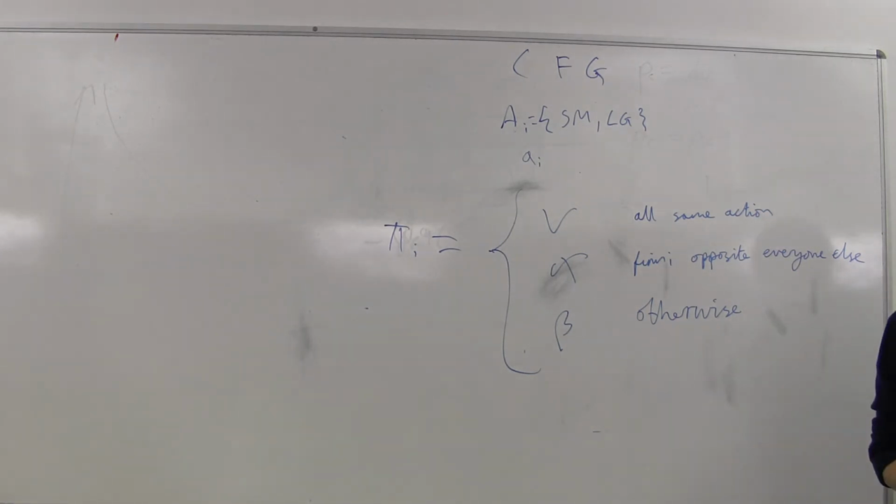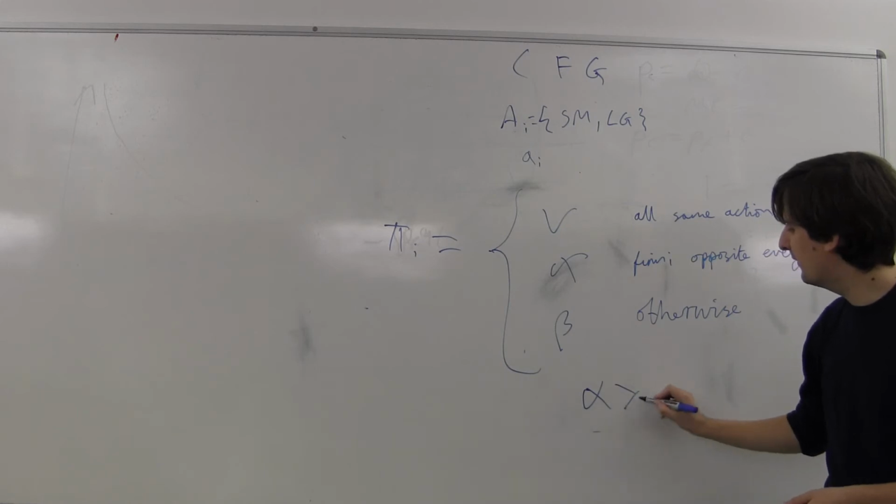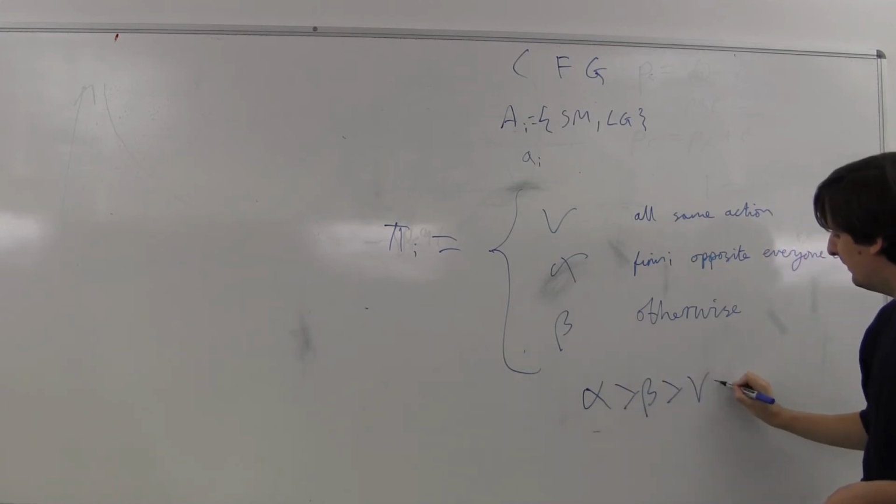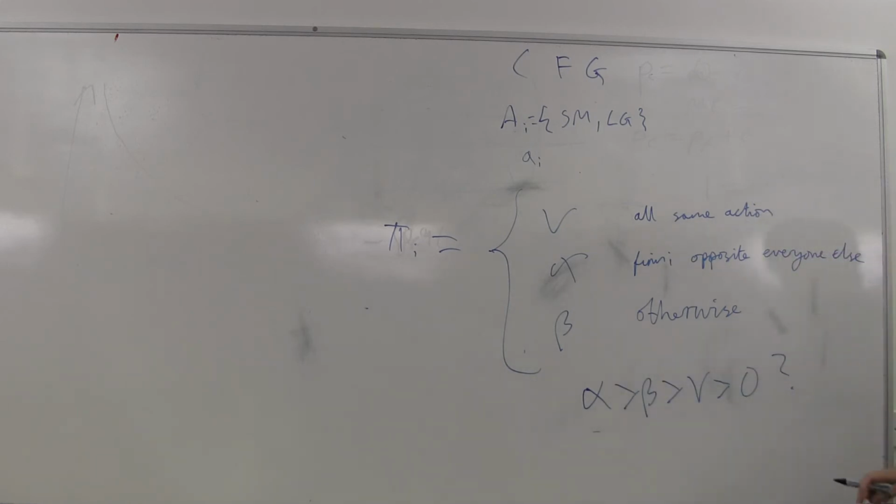Then it asks us to answer the following questions. Does there exist a Nash equilibrium when alpha is bigger than beta, bigger than gamma, bigger than naught? Any ideas? If there is a Nash equilibrium when alpha is bigger than beta, bigger than gamma, what does it look like? If not, why not?